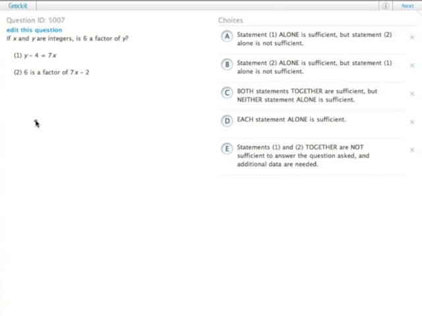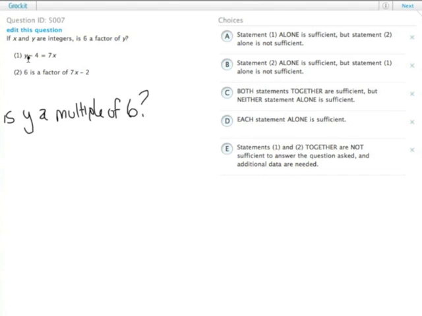So if x and y are integers, is 6 a factor of y? It doesn't really even say that much about x, but we just need to know whether 6 is a factor of y. Is y a multiple of 6? That's another way of asking what we're asking. Is y a multiple of 6?